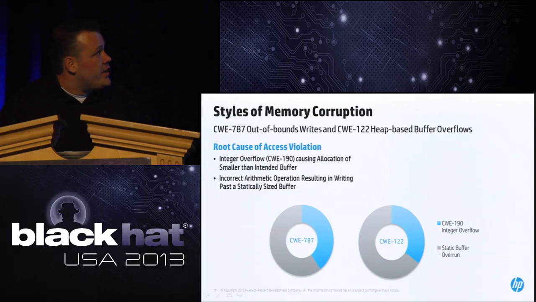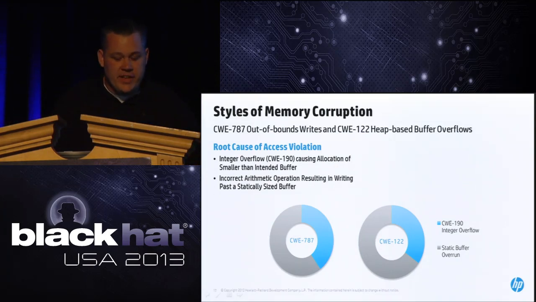If we look at memory corruption issues, CWE 787, out of bounds writes, and CWE 122, heap-based buffer overflows, there's really 2 root causes for those vulnerabilities in question.